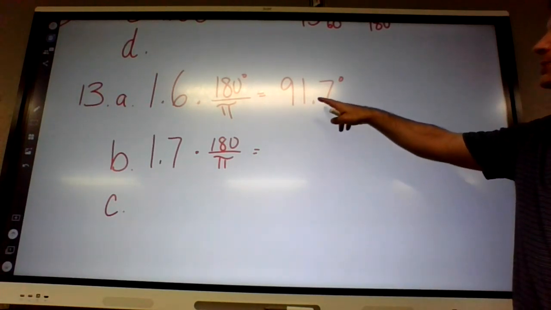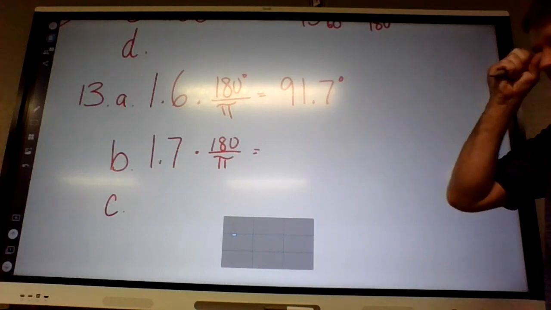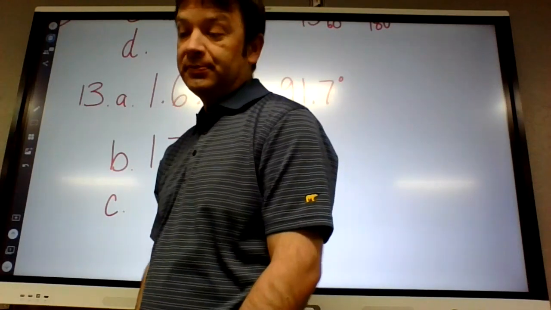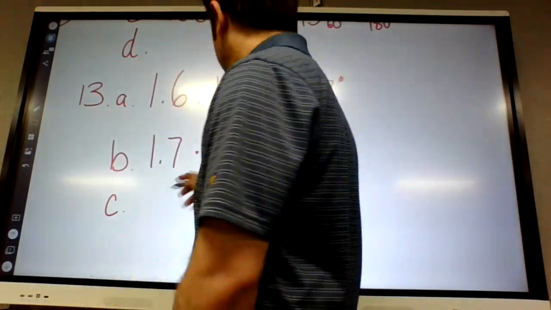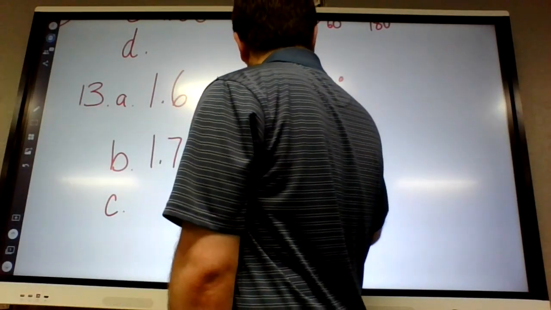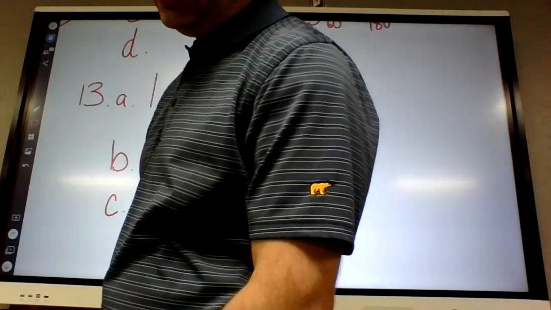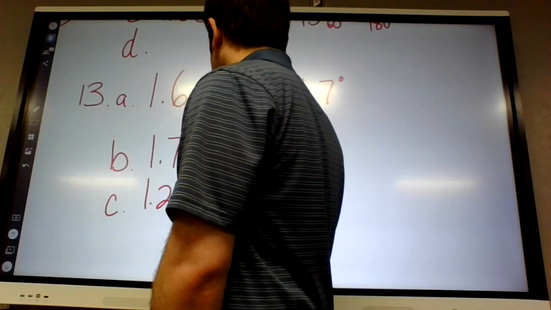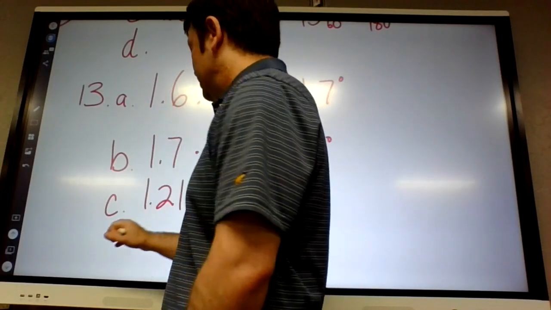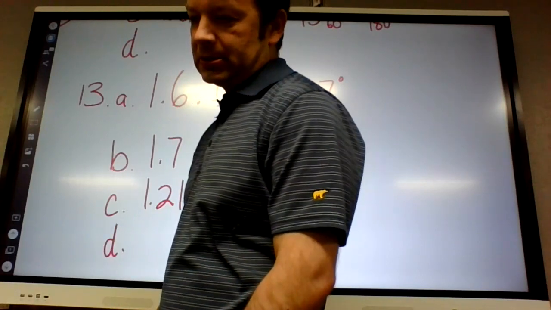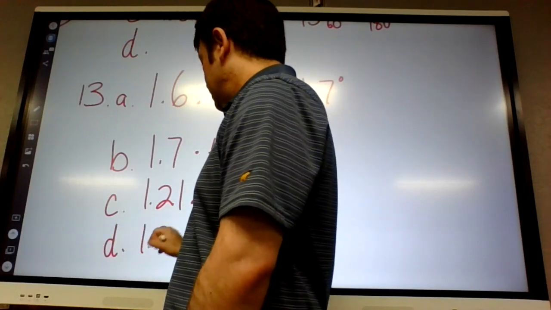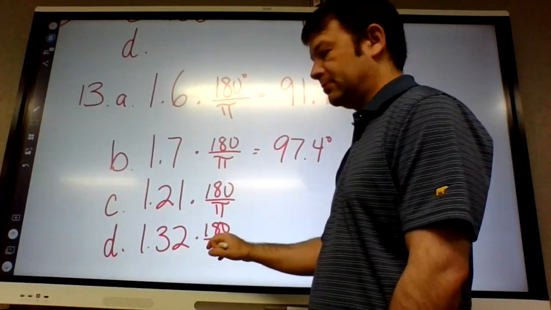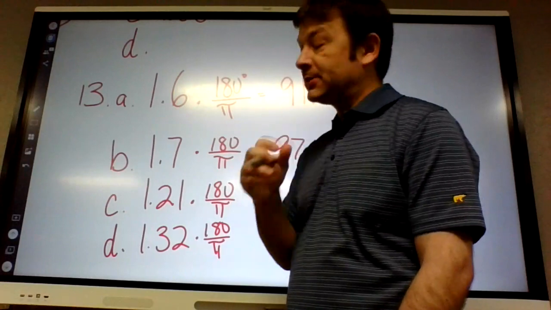If you did have to change it to minutes, you'd have to do 0.7 times 60, but we're not gonna do that. 96.4, 7.4, yeah, that's right. Okay, C, 1.21, there's nothing special about these. 9.3.